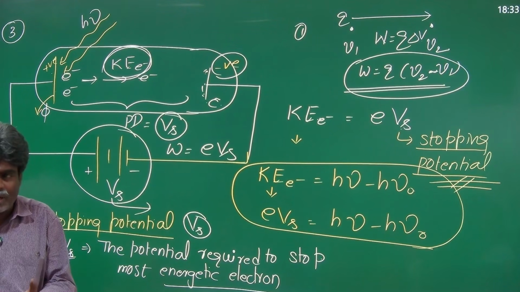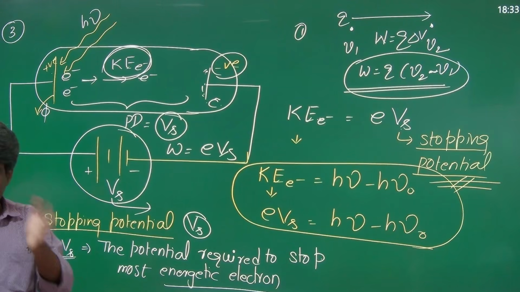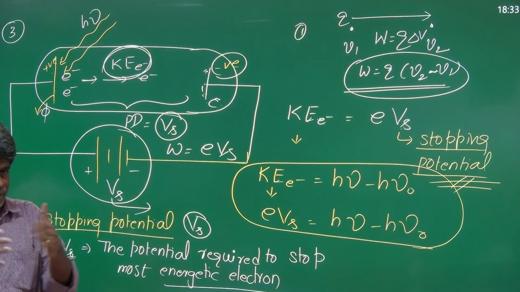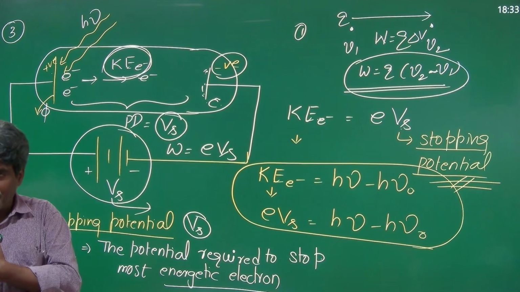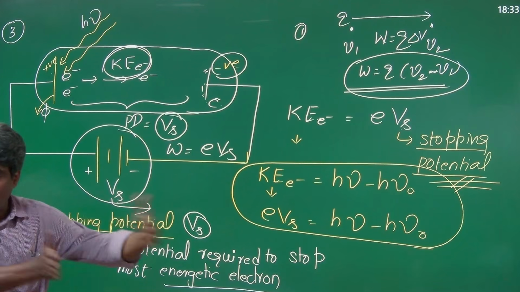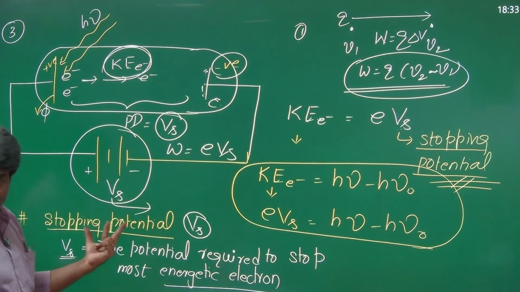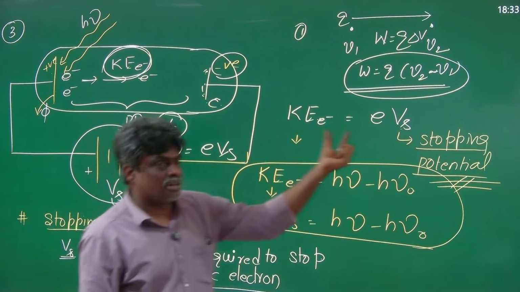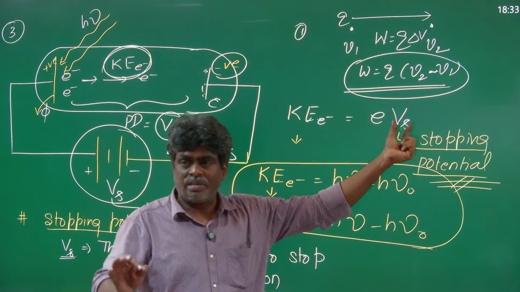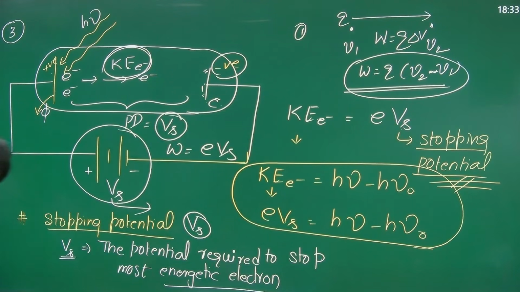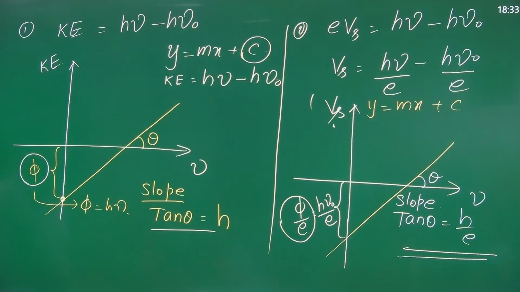What is that work done? Charge into potential. The simple concept. It needs kinetic energy. That kinetic energy means nothing but work done. That work done is nothing but charge into potential. That is what we have done. And from this we got the kinetic energy is equal to eVs, where Vs is the stopping potential. That stopping potential means the potential required to stop the most energetic electron. That's it. And after that these graphs.